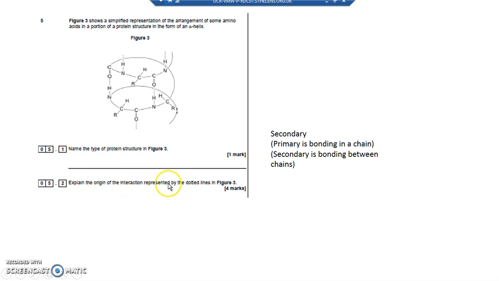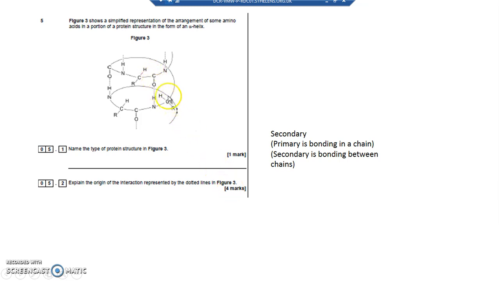Explain the origin and the interaction represented by the dotted lines in figure 3 for 4 marks. We're looking for 4 things. So what have we got here? We've got a C to O bonding to an N to an H. So you need to say that the N to H is polar, so there's a slight minus, a delta minus on the N and a delta plus on the H. And similarly here, you've got a delta plus on the carbon, a delta minus on the O.